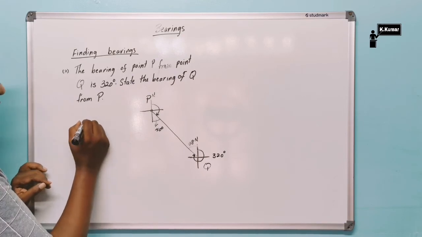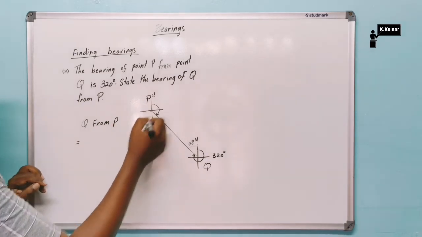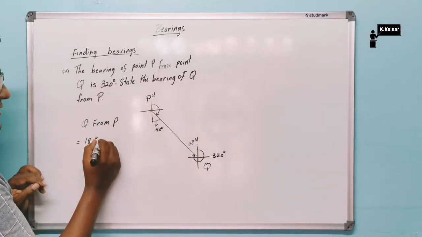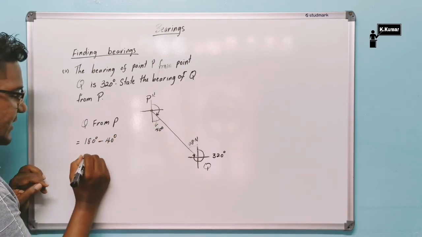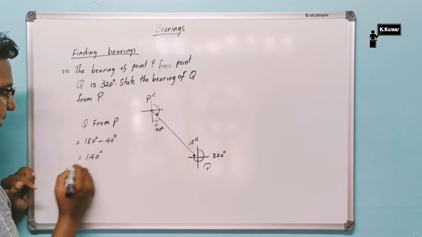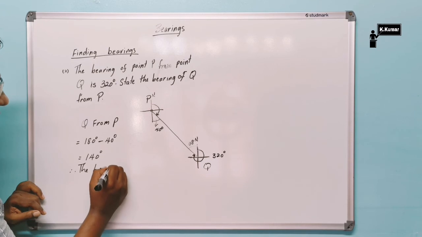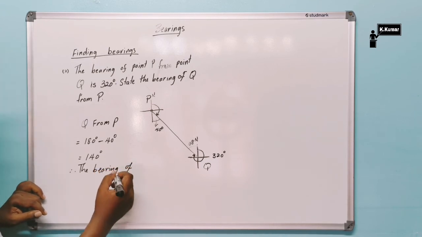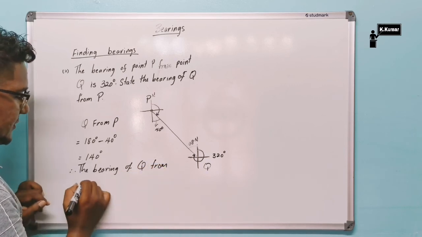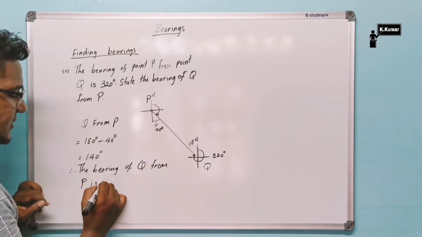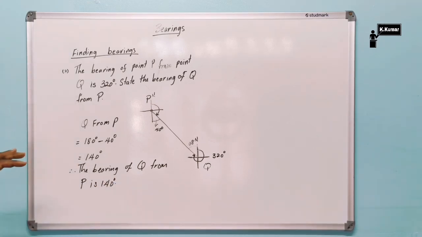So the bearing of Q from P, and that would be the entire thing is 180 degrees, subtract this 40 degrees here, and that would give me 140 degrees. Therefore, the bearing of Q from P is 140 degrees. And this is how you find simple bearings.